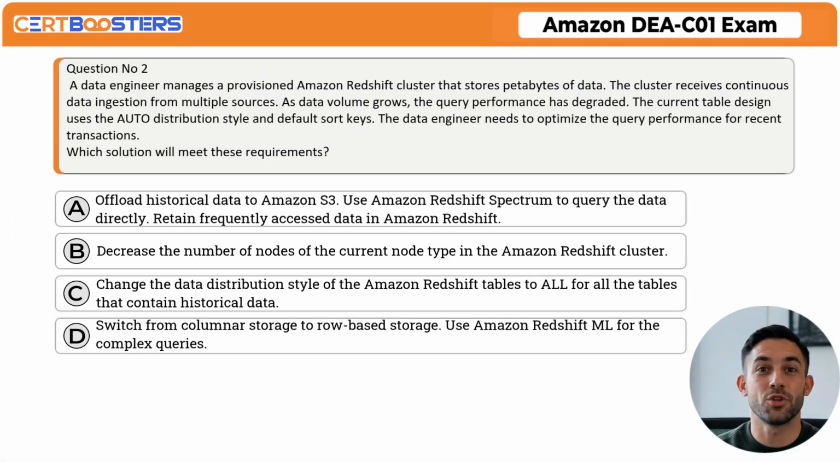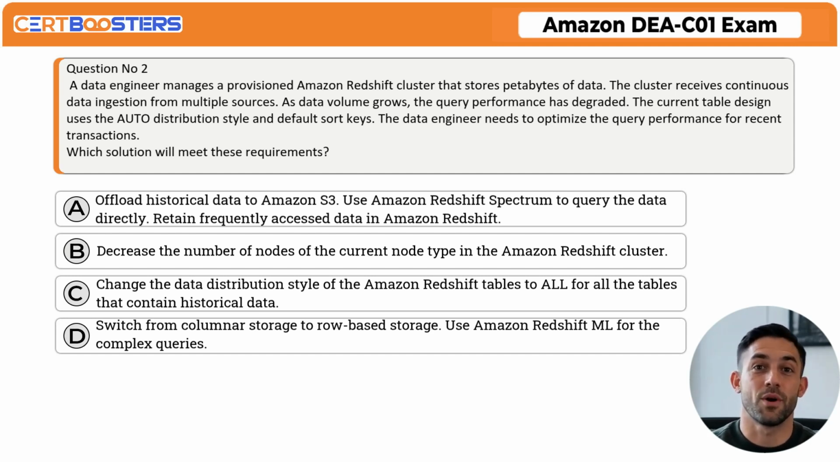Question number 2. A data engineer manages a provisioned Amazon Redshift cluster that stores petabytes of data. The cluster receives continuous data ingestion from multiple sources. As data volume grows, the query performance has degraded. The current table design uses the auto distribution style and default sort keys. The data engineer needs to optimize the query performance for recent transactions. Which solution will meet these requirements?